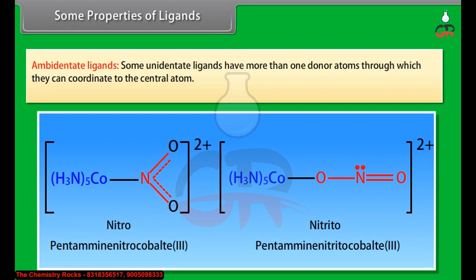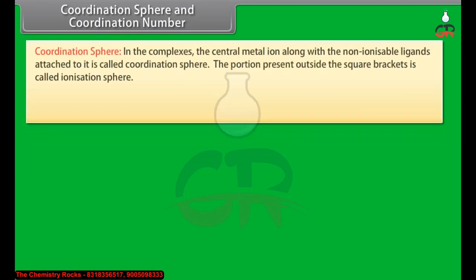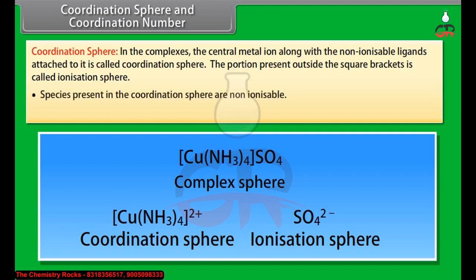Ambidentate ligands. Some unidentate ligands have more than one donor atoms through which they can coordinate to the central atom. Coordination sphere and coordination number. Coordination sphere. In the complexes, the central metal ion along with the non-ionizable ligands attached to it is called coordination sphere. The portion present outside the square brackets is called ionization sphere. Species present in the coordination sphere are non-ionizable.